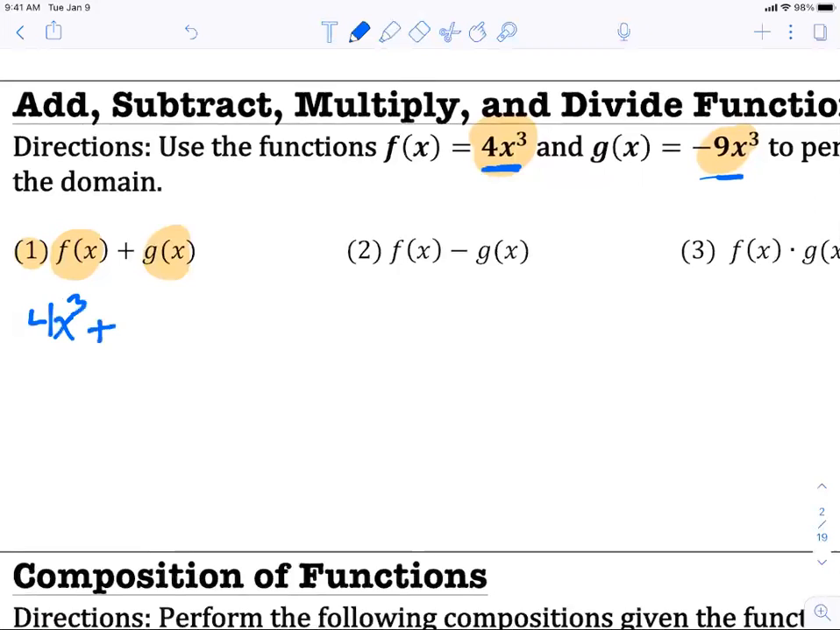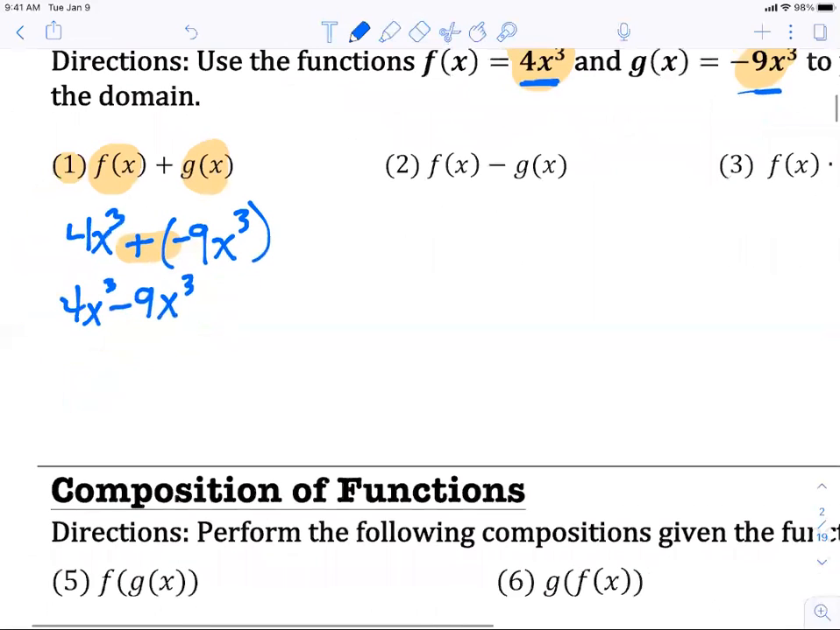Now, g of x is technically a negative 9x cubed. When we add a negative, that's really the same thing as subtracting. So all we have to do is simplify: 4x cubed, I'm taking away 9x cubed. That is going to leave us with negative 5x cubed. That is f of x plus g of x.